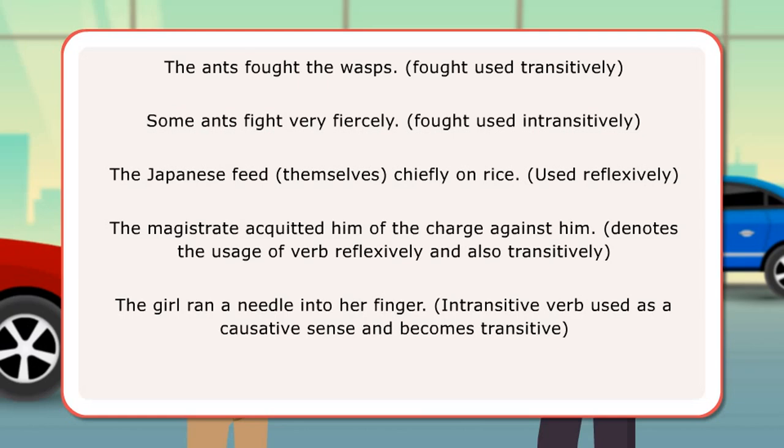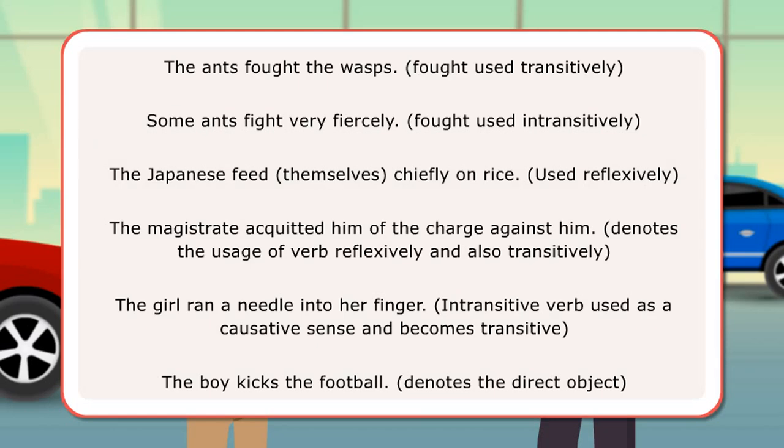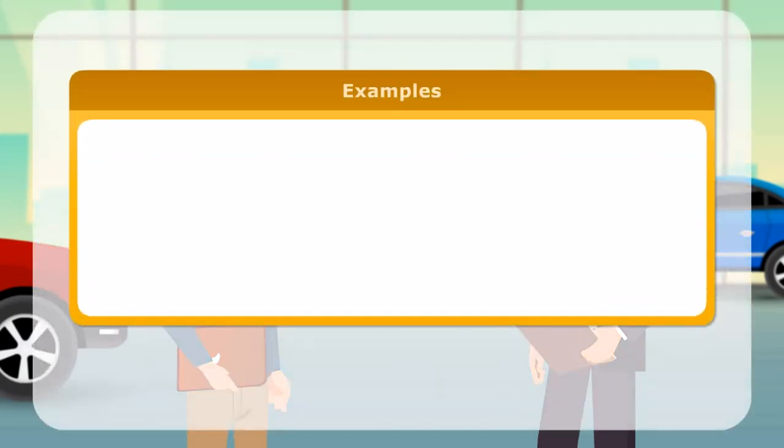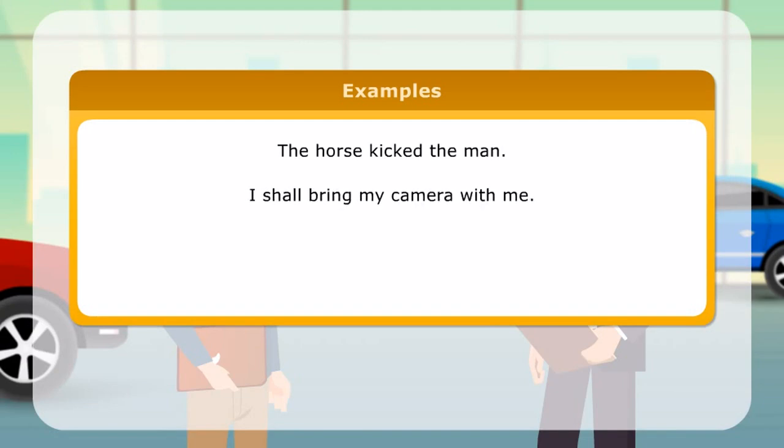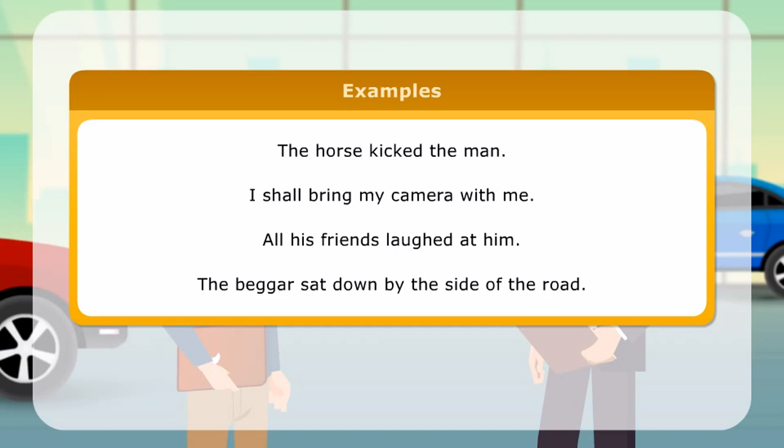The girl ran a needle into her finger. Intransitive verb used in a causative sense and becomes transitive. The boy kicks the football. Denotes the direct object. Here are some more examples. The horse kicked the man. I shall bring my camera with me. All his friends laughed at him. The beggar sat down by the side of the road.